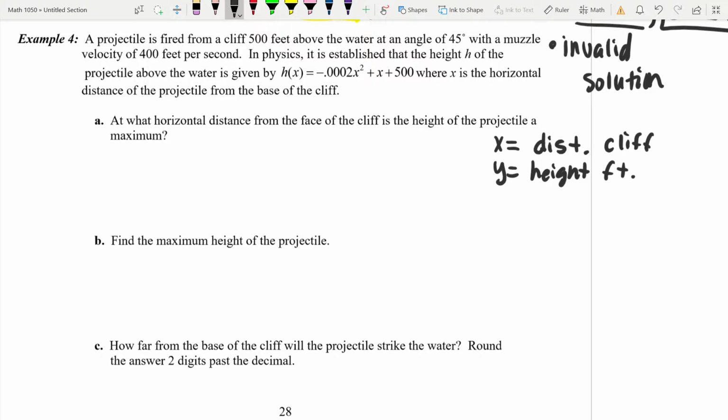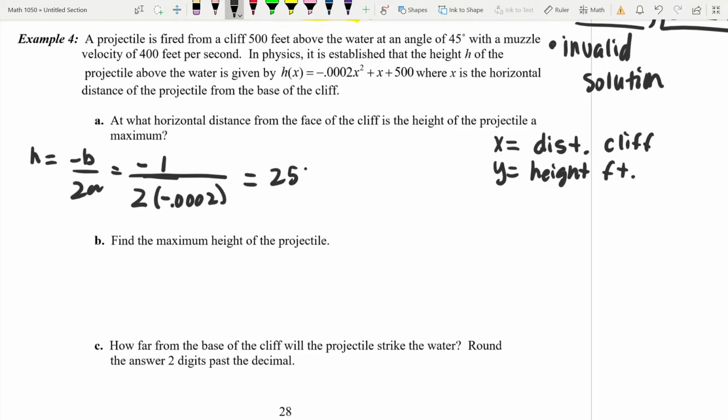There's that word again, okay? So I'm just going to go, h is negative b over 2a, and that is negative 1 over 2 times negative 0.0002. Now, I've got two negatives, so I know it's going to be a positive. Grab your calculator, okay? Everybody go 1 divide parenthesis 2 times 0.0002, close it off, hit enter, and you get 2,500.